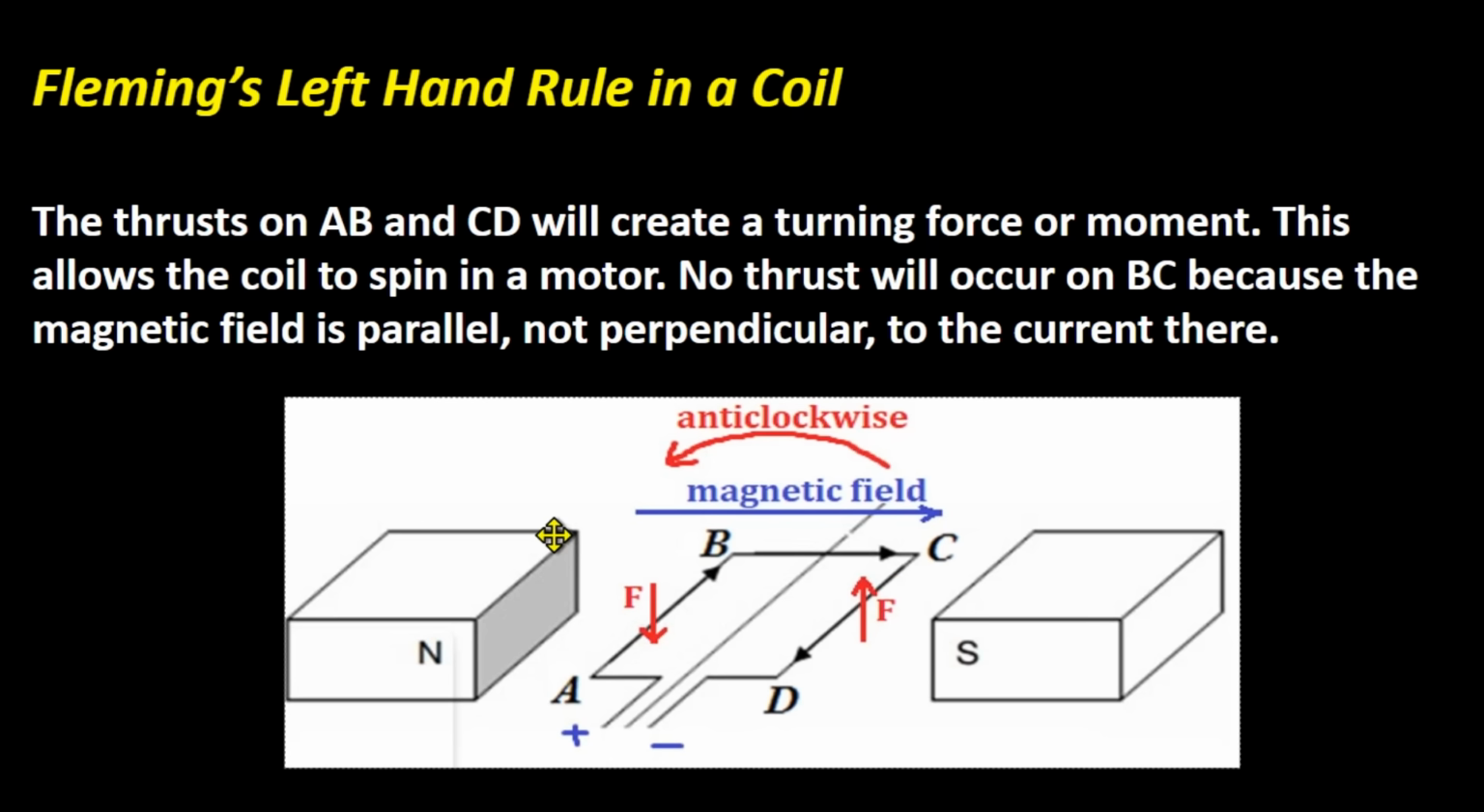Remember, the magnetic field travels from north to south. The current is flowing up at AB and down at CD. If you did it correctly, you're going to get this here. This is going to produce an anti-clockwise moment. Now, no thrust is going to occur on BC because the magnetic field will be parallel to the current at BC, not perpendicular.